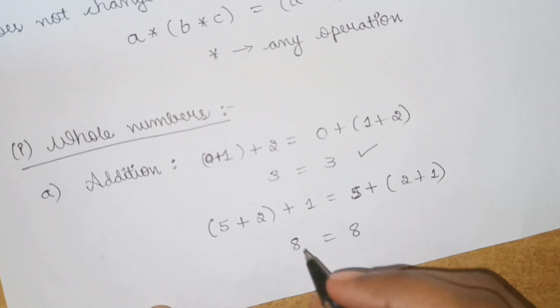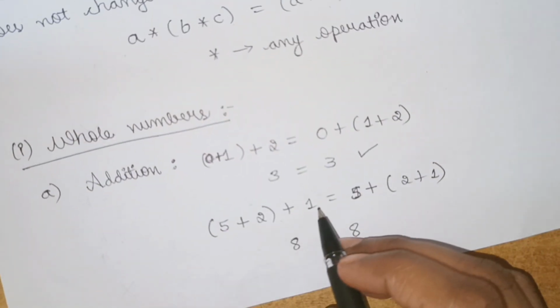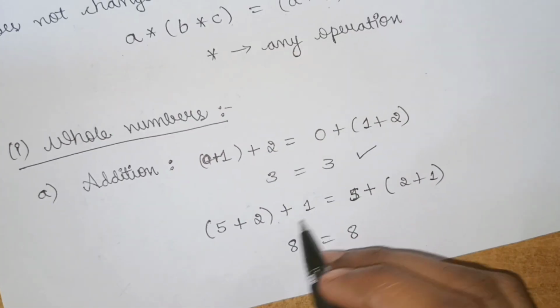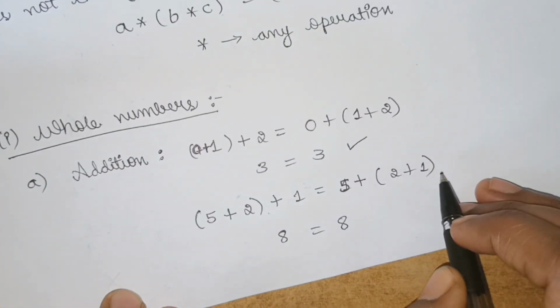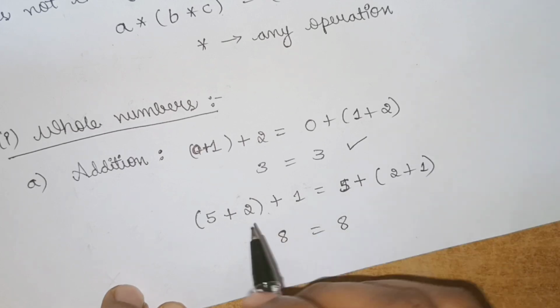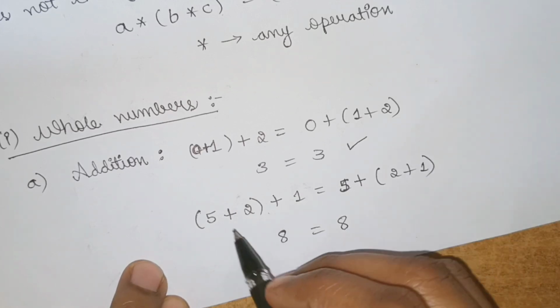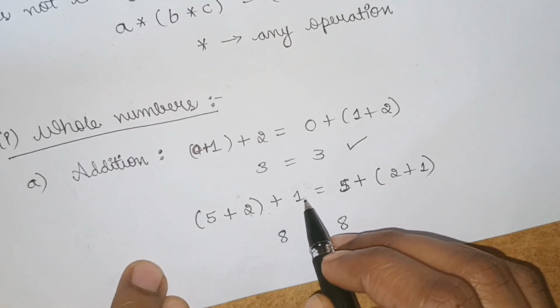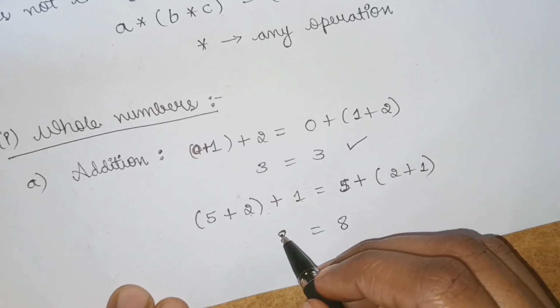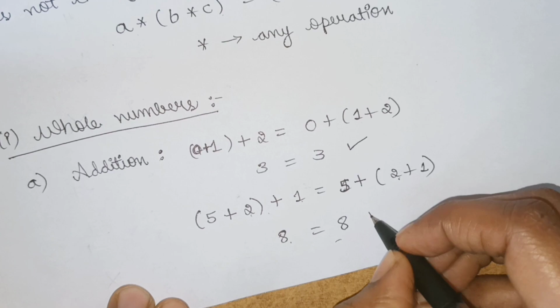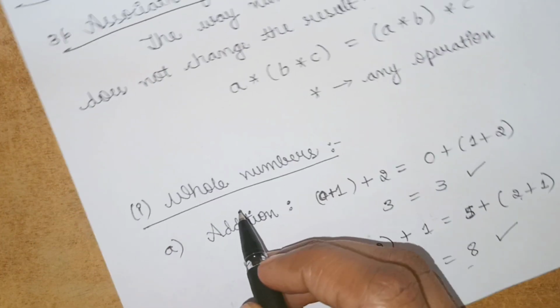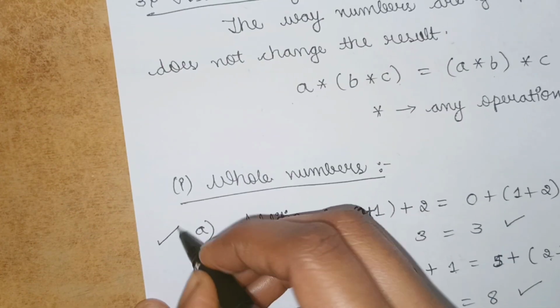The next example, 5, 2 and 1. Here 5 and 2 are grouped first in the LHS, and then 2 and 1 are grouped in the RHS. First let's solve the LHS. 5 plus 2 is 7, 7 plus 1 is 8. So LHS is equal to 8. On the RHS, 2 plus 1 is 3, 3 plus 5 is 8. So 8 is equal to 8. So both are the same, addition is associative. Now let's move on to subtraction.